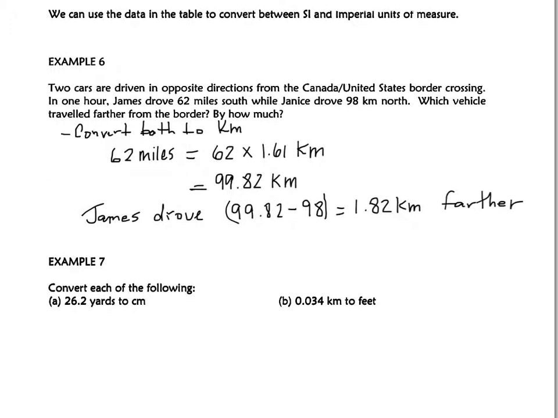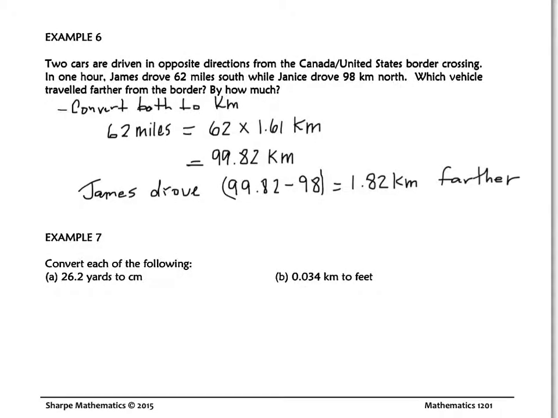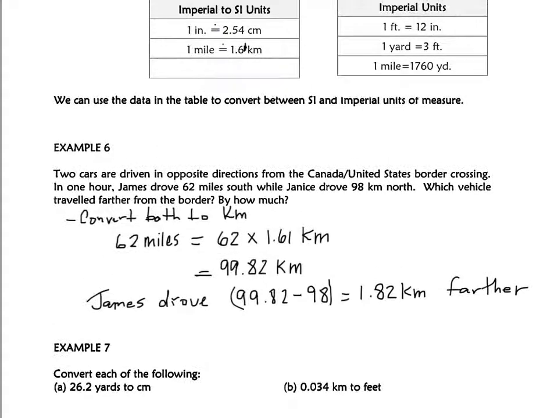Example 7 is just converting from one unit of measure to another. Again, we can use conversion factors here if you want, or you can just use your tables. So it says yards to centimeters. If we go back quickly and look at the table again, there's nothing in the tables that says yards and what it is in centimeters. We do know that a yard is 3 feet, and a foot is 12 inches, and then we can convert to centimeters from inches. So what I would do first is convert the 26.2 yards to inches and then change over to centimeters.